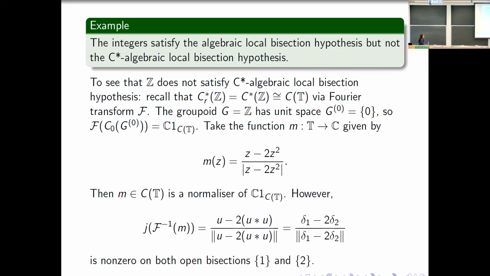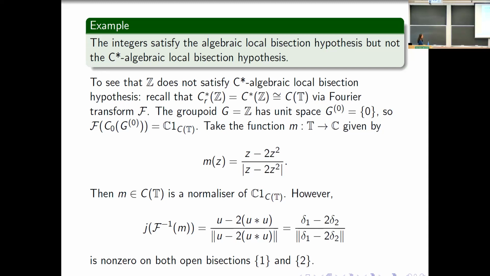So now if I look into this function, we denote by M defined on the unit circle, and just define it in the following way. That's my function M, okay? And this is a continuous function defined on the unit circle. Moreover, one can check this function M is indeed a normalizer of the algebra, right?